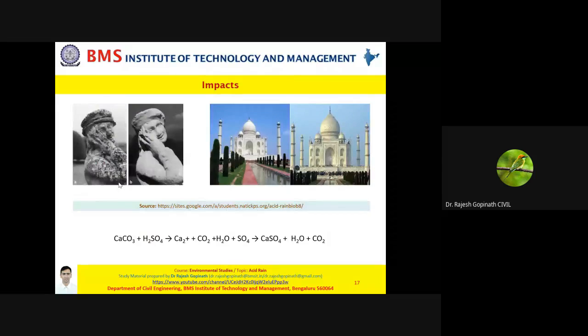Now let's move on to the next impact, that is impact on buildings, impact on building materials, impact on structures, impact on monuments. As you can see a comparative image, this monument has been disfigured. It is not because of vandalism. This image, this structure has been disfigured into this because it was exposed to acid rain. Now let's take a better example.